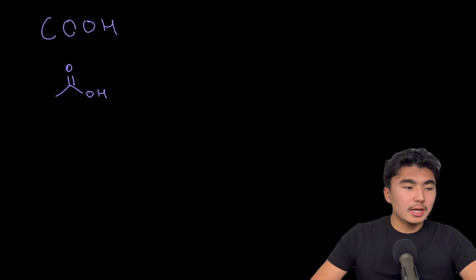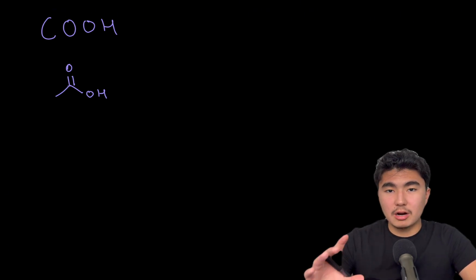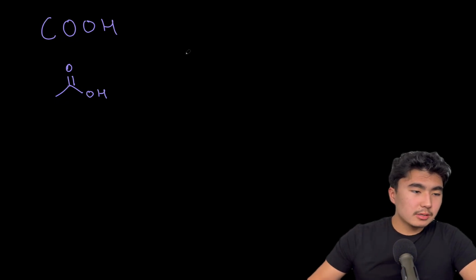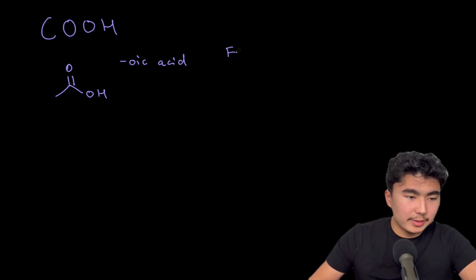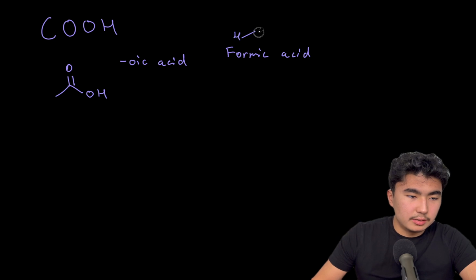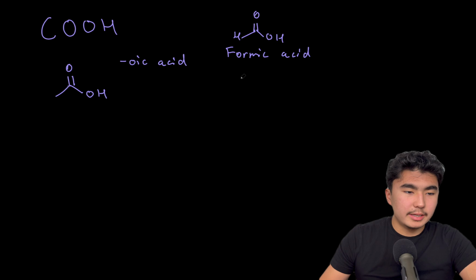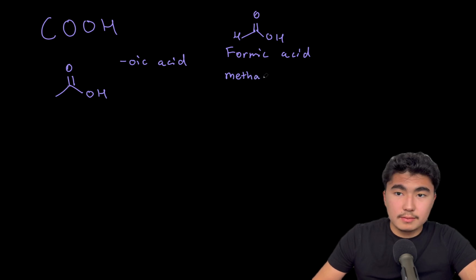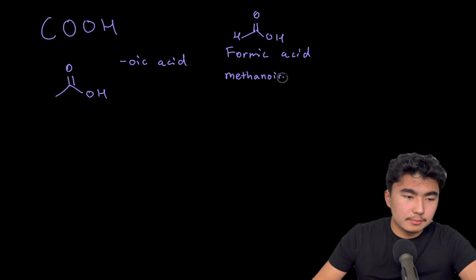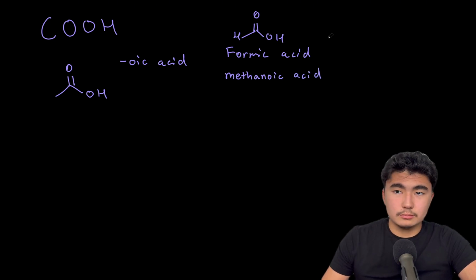So what about our carboxylic acids? Carboxylic acids are going to be COOH, so we might have something like this, and that is a carboxylic acid. If we have a carbonyl and an alcohol, that is what makes a carboxylic acid. Now, carboxylic acids end with -oic acid, and some common ones that we'll see is formic acid. Formic acid is just going to be an H bonded to this carboxylic acid group. The IUPAC name for this is methanoic acid. So that's formic acid.